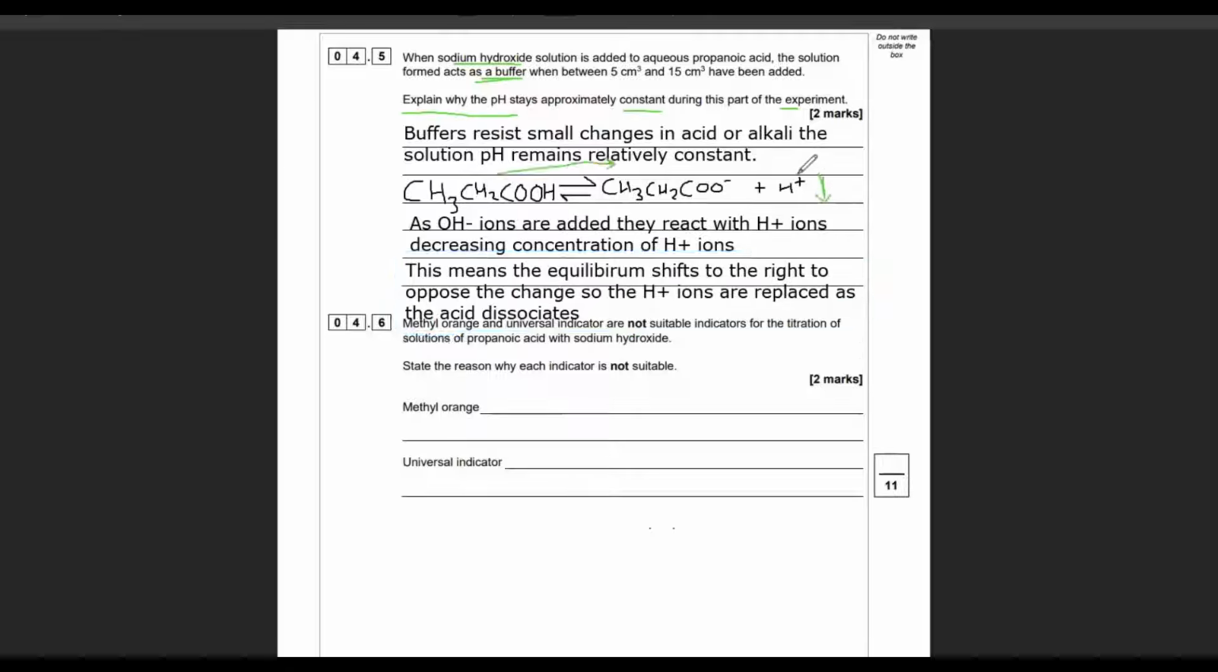Now, the reverse of this question, so that's going to get you all of the marks, is just basically saying hydrogen ion concentration goes down as it reacts with hydroxide ions, so more propanoic acid dissociates, or the equilibrium position shifts to the right, releasing more hydrogen ions.